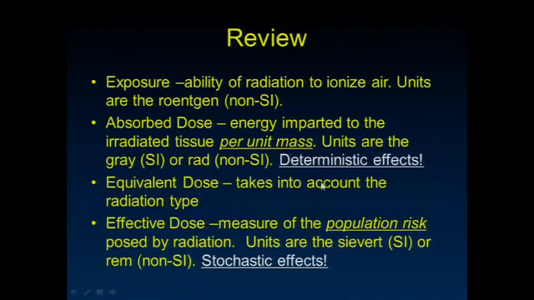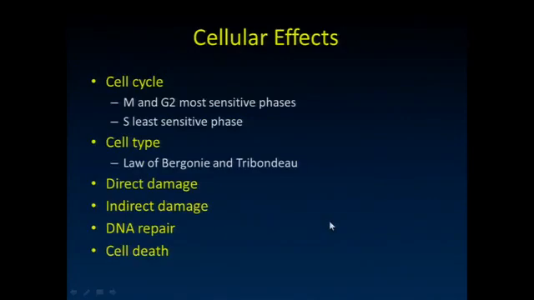Our equivalent dose takes into account the radiation type, really not as important to us, but we do see the term, and the reason is just that for the radiation that we'll be working with, the correction factor for the radiation type is a 1. And then our effective dose, where we're measuring that population risk posed by radiation. And this is what we use to help quantify the stochastic risks of radiation.